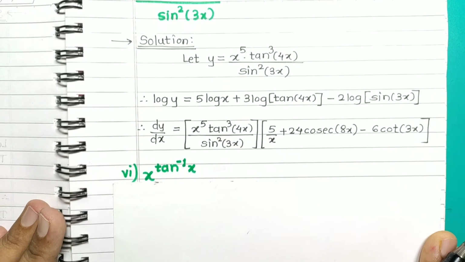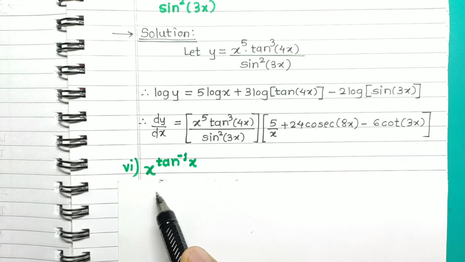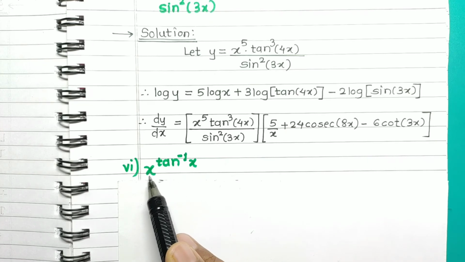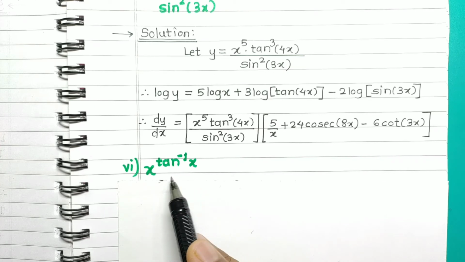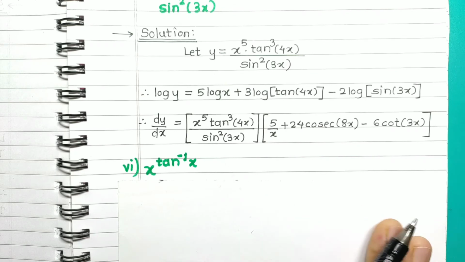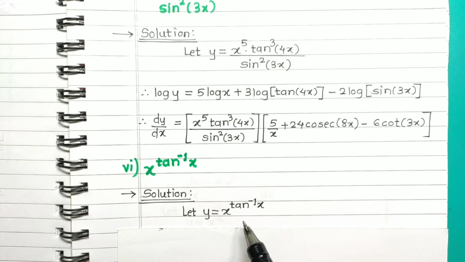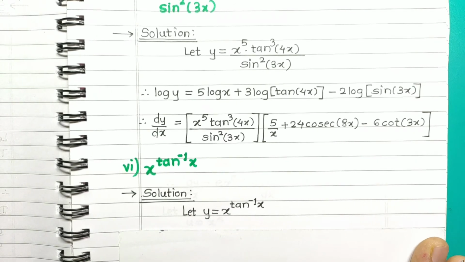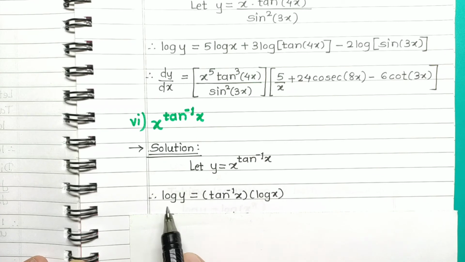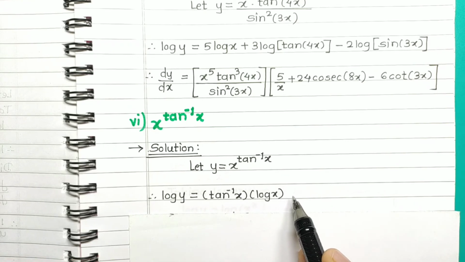Then the next example is the function x raised to tan inverse of x. Again it is quite a simple example, and you observe here that it is a function raised to a function. So to find its derivative we have to use logarithmic differentiation. In the solution you write down the given function and let it be y, and once you observe that it is a function raised to a function, you take logarithm of both sides, and by simplifying that term you will reach this step: log y is equal to tan inverse of x into log x, and now at this step you can differentiate this function easily.